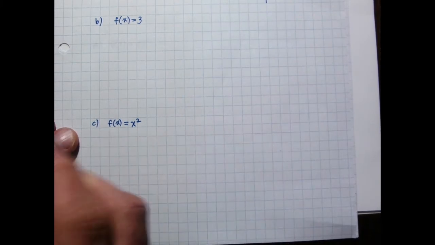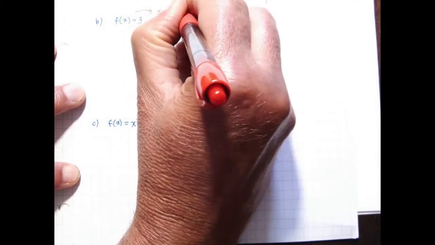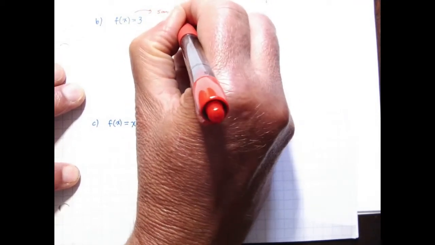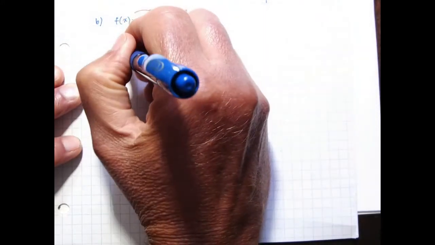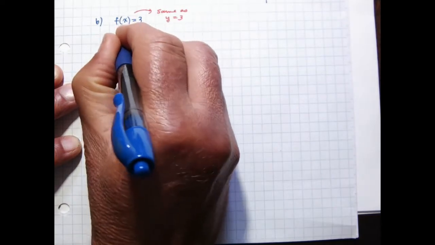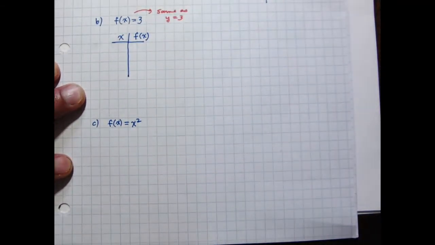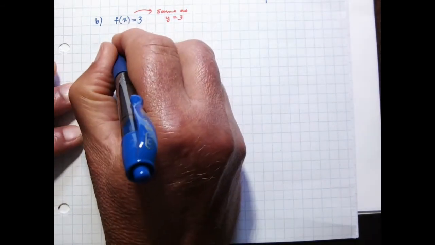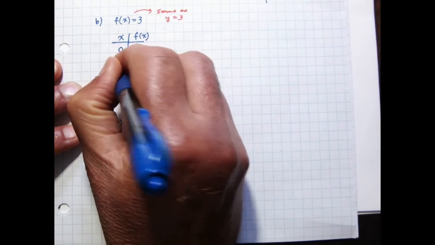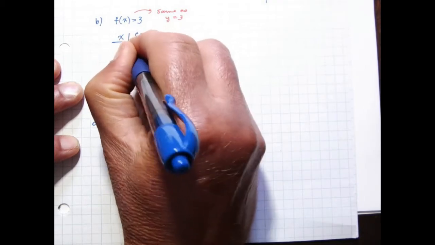Second example, B, f of x equals 3. This is the same as saying y equals 3. This is a very simple example, but weird, and maybe worth talking about. If I were to set up a table of values for this function, with function notation, instead of writing x and y, we can write f of x in the second column. What this formula is saying is no matter what I plug in for x, I'm just picking some numbers at random here, I'm always going to get an output of 3.